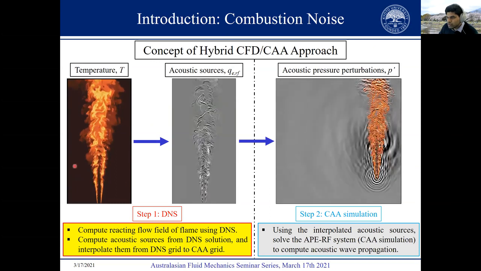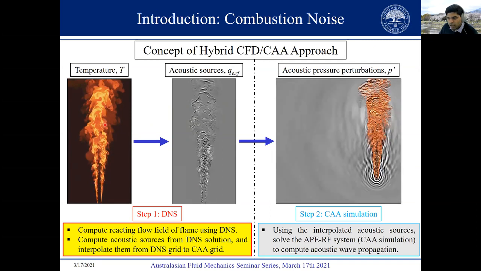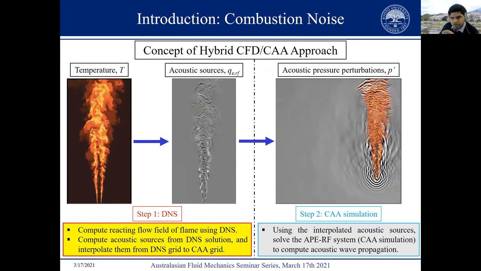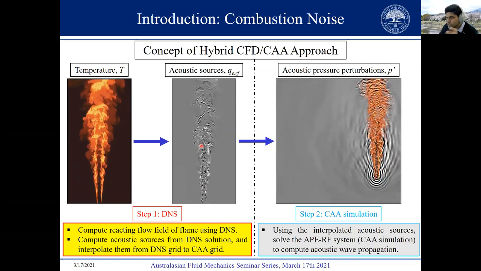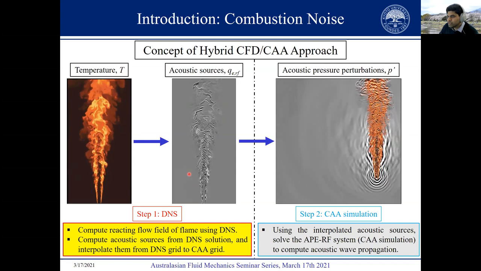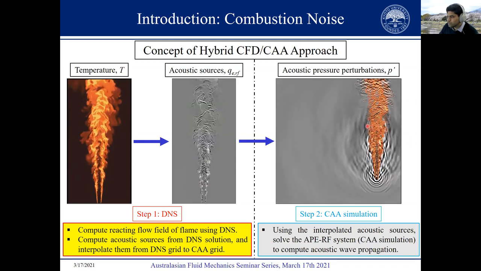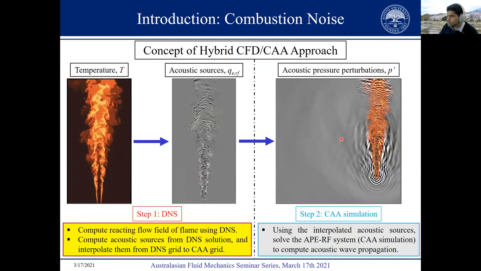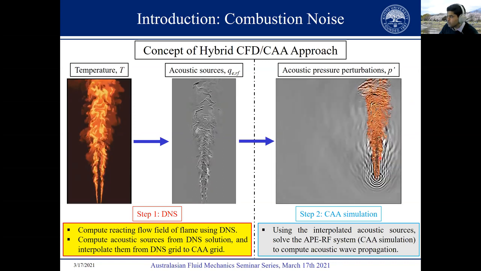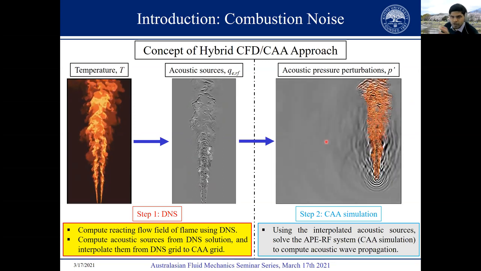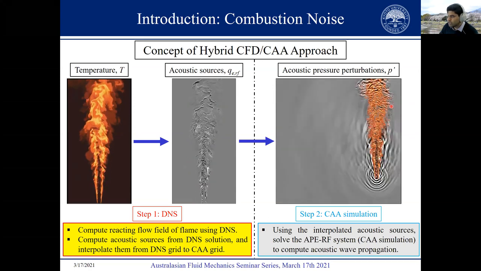So you do the DNS, and from the DNS solution, you can get the acoustic sources that are exciting the combustion noise. And once you get those sources, you can then interpolate them from the DNS grid onto a computational aeroacoustic simulation grid, that is the CAA simulation. And what you see here, these gray perturbations are nothing but the acoustic pressure, and the orangish contours are the interpolated acoustic source sum.